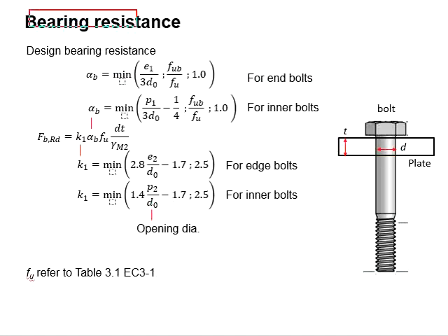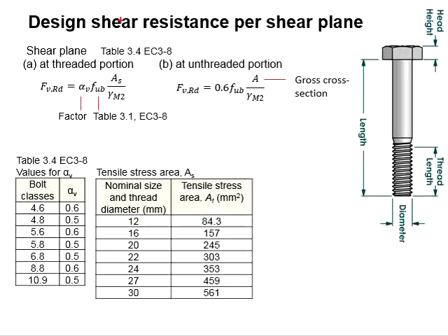The bearing resistance is calculated based on the steel plate, while the shear resistance is calculated based on the property of the bolt. What you can see here is that there are differences in terms of the usage of the property between the bolt and the steel plate. You should use the property appropriately.